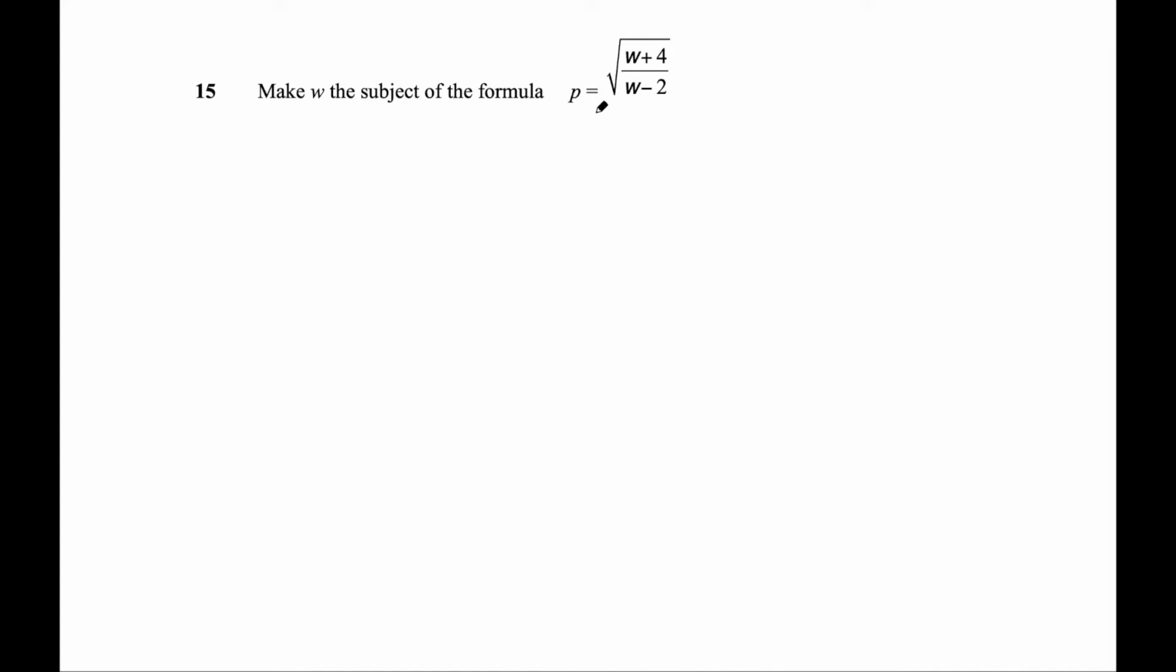But let's firstly start off by squaring both sides to get rid of this square root. That's usually your first step. If you've got a square root in there, you want to square both sides to get rid of that. So on the left, P squared is P squared. On the right, we'll get rid of that square root and we'll just have W plus 4 over W take 2.